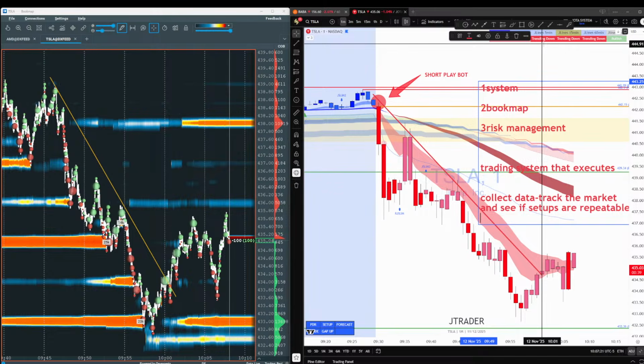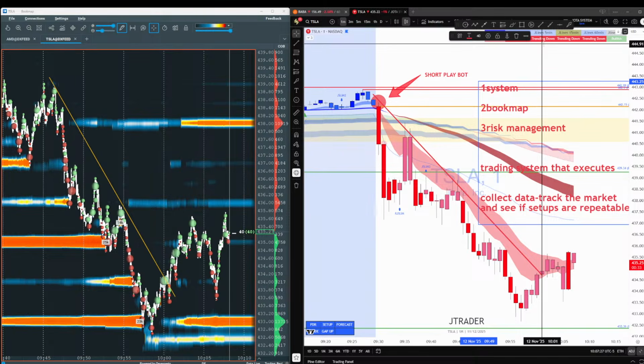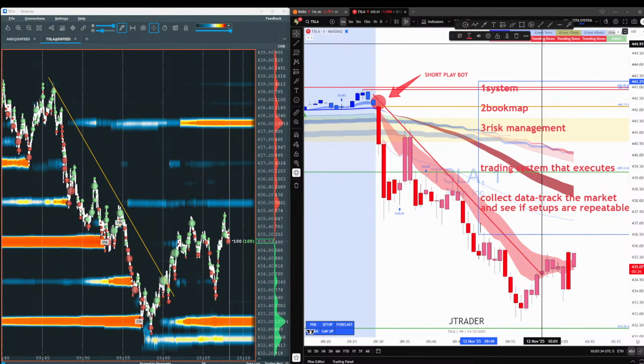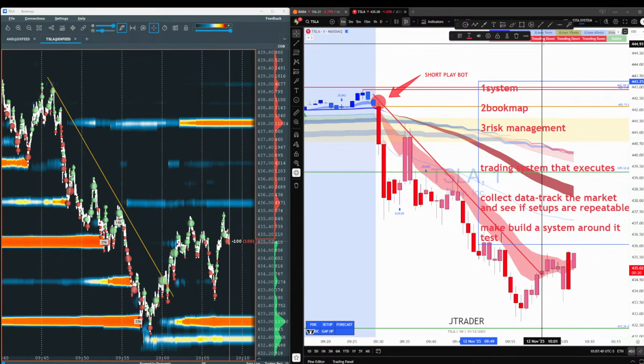So it's a setup that you see, for example, open on Tesla this morning, pop and fill, boom. How many times do you see this? Do you see this also on other stocks? Do you see it also on other assets, futures, crypto, forex, whatever? And then also build a system around it and then test it. And then, as I said, use order flow to improve it.